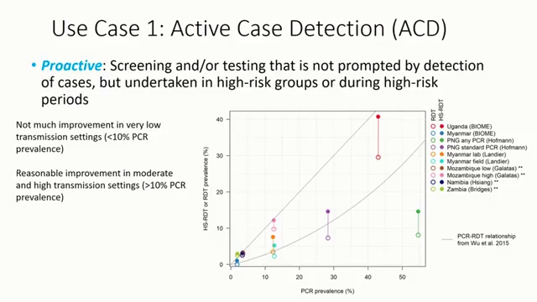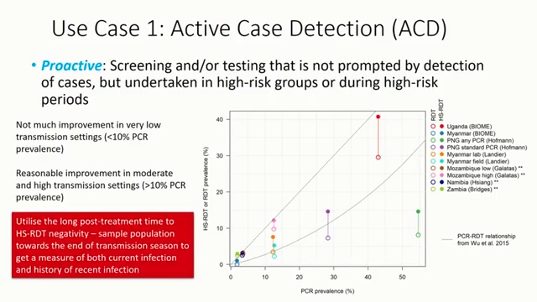In the lower transmission settings, maybe not so useful because, again, there's not much infection, so you're just going to have to do a huge number of samples to find infected people.